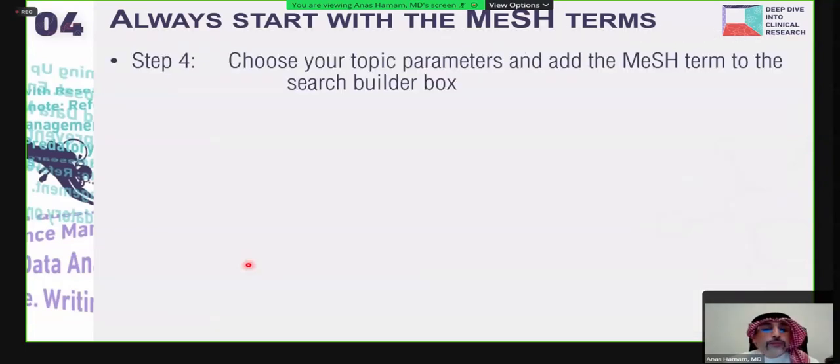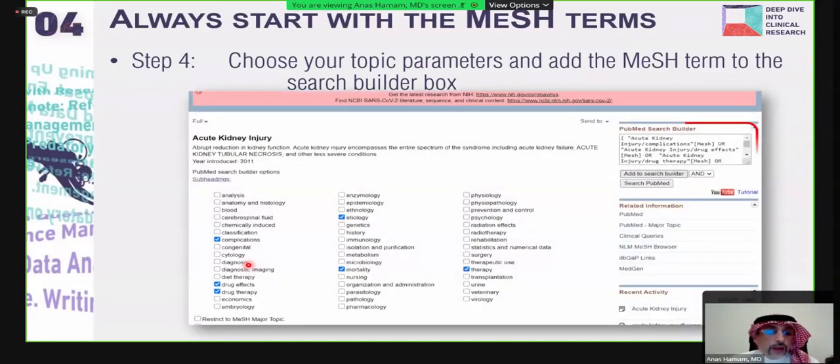Now, I need to put in the parameters I'm looking for. What am I looking for in acute kidney injury? Well, when you put acute kidney injury in the MeSH, you're going to get this. So I want to look at the complications. I'm not very interested in the diagnosis, nor the cytology, nor the cerebrospinal fluid. I'm interested in drug effects because we're talking about aspirin and vitamin C. I'm interested in the etiology of acute kidney injury, drugs, okay, the mortality, the therapy.